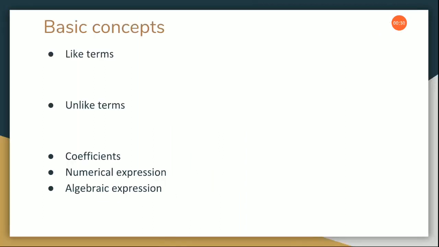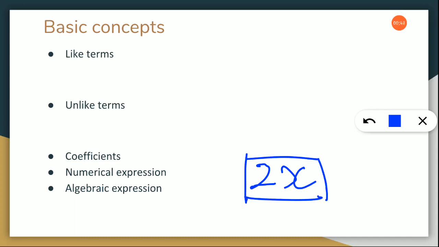First, let us recall the basic concepts. First, tell me what is a term? Any number with a variable, we can call it as a term. Okay, this is called a term. Same way, if there is x, we can call it as a term. Again, if there is a number alone, we can also call that as a term, right?